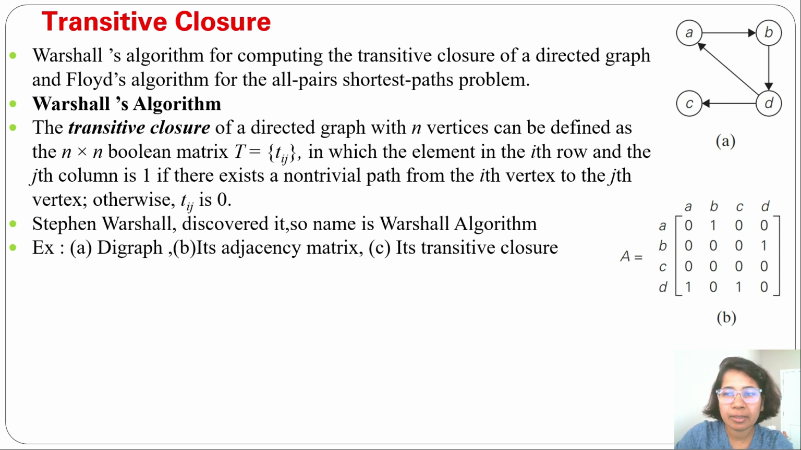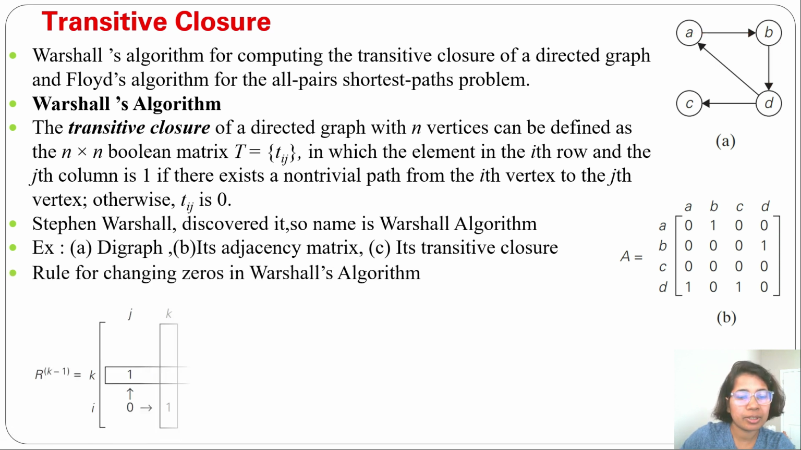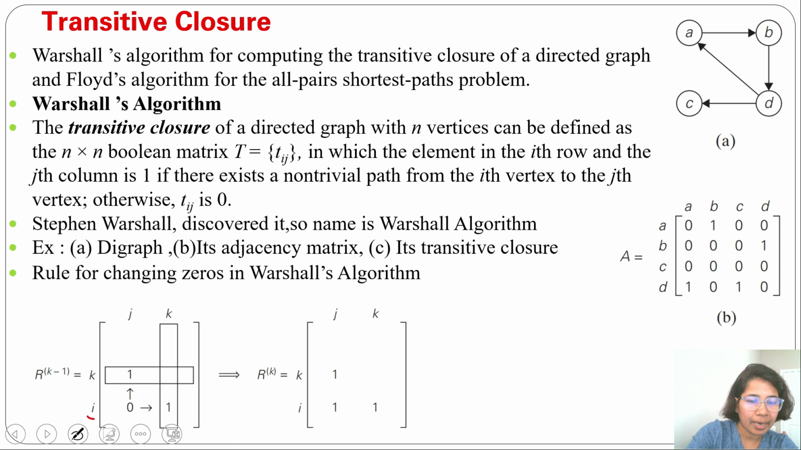Then what about transitive closure? In transitive closure, we find whether a direct or indirect path exists or not. Like A to D. From A we can go to B, then B can go to D. So A to D there is a path, but here A to D is 0. Means there is no direct path, but there is an indirect path via B. The rule for changing zeros in Warshall algorithm is: if I to K is 1 and K to J is 1, then I to J will be 1. So this 0 will change to 1.